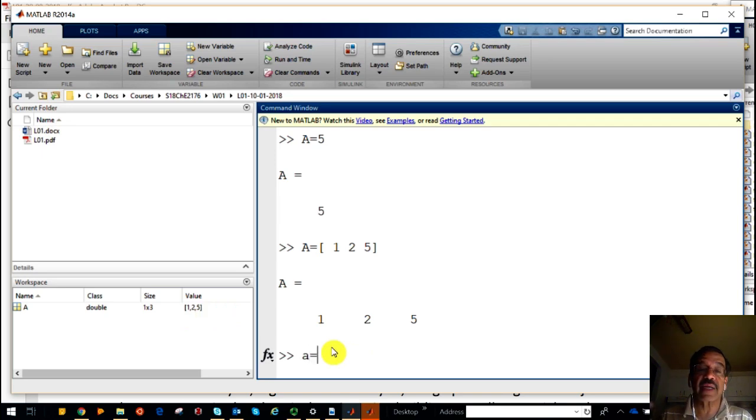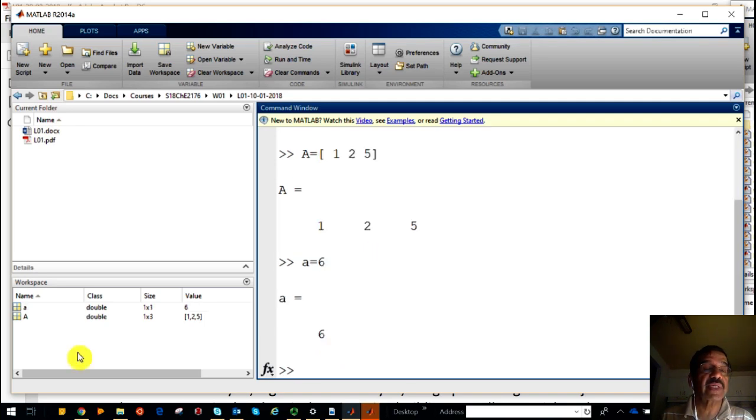And I can create another variable, uppercase A is 6, for example. So the lowercase a is different from uppercase A. So you have to be aware that the variable names are case sensitive. Okay, and I can define another variable called b is equal to 7. So in my workspace, I have 3 variables now.